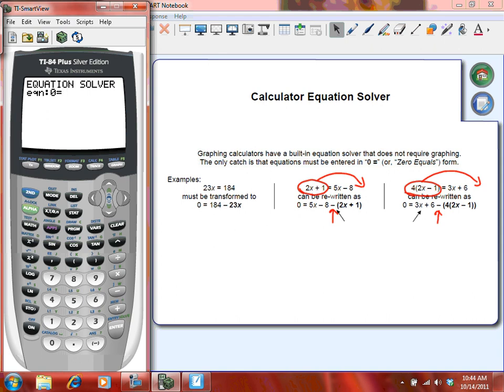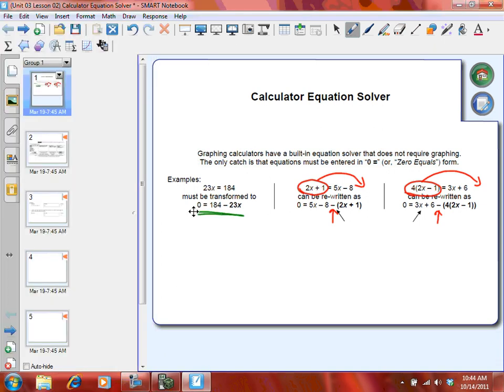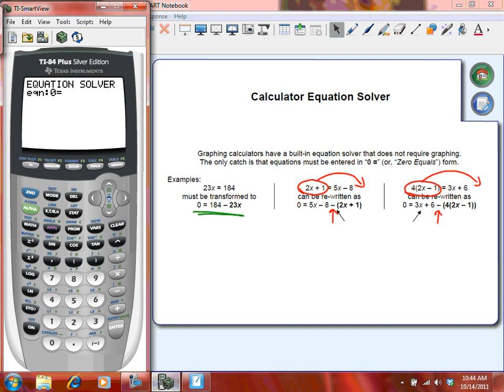And this is the screen that you get. This is where we're actually going to put the equations in. Notice how it says 0 equals. That's because all these equations that we have over here say 0 equals. So we're going to work this first example and find out what its solution is using this equation solver. It already says 0 equals. So all we're going to type in is 184 minus 23x. 184 minus 23x. Then we're going to hit Enter.